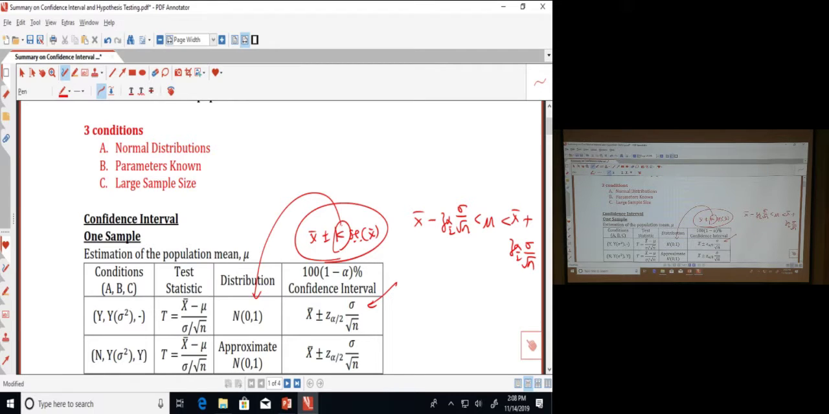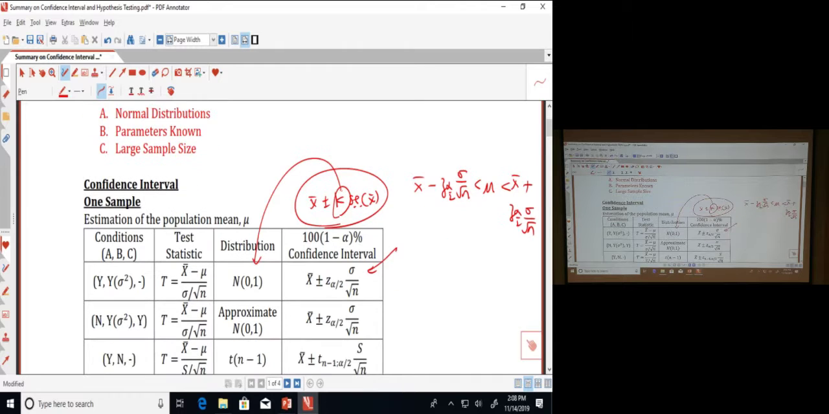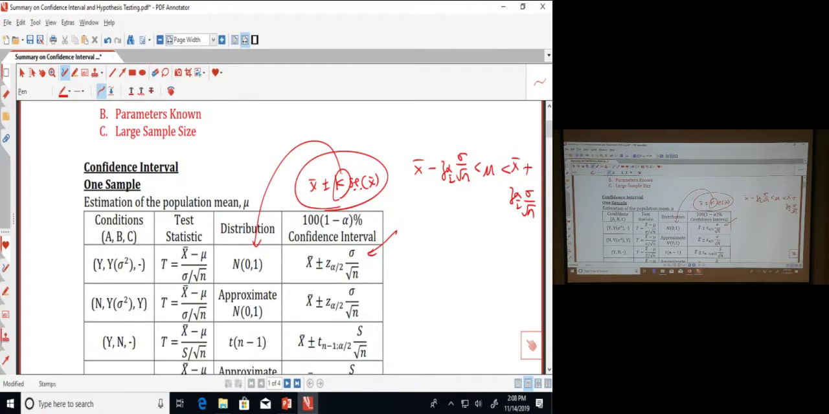So again, you can see that it is the same formula for the confidence interval. Why? Because these two are the same, so of course the confidence interval will be the same. But the second one is only an approximate confidence interval. When I say approximate confidence interval, it means that this interval will cover the parameter with approximately 1 minus alpha, times 100%, confidence level.